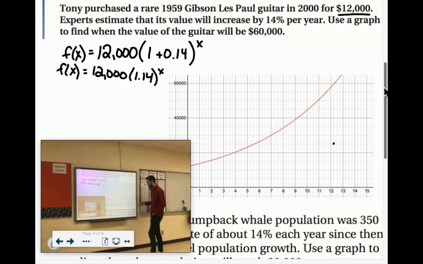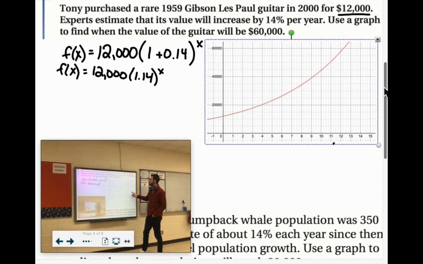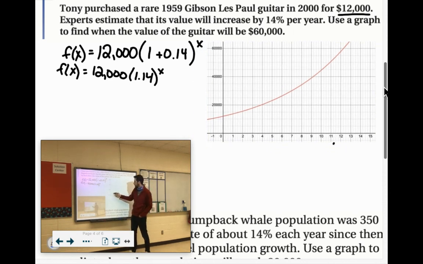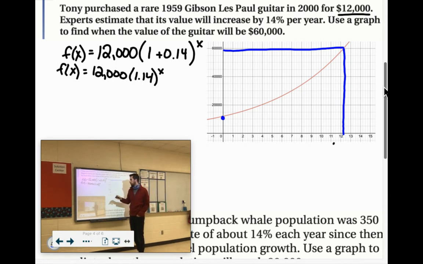Let's see, I'll make it a little smaller. So it's starting at $2,000 here. Oh, 12,000, my bad. I was so confused by my own graph. We want to know when it's going to be 60,000. So if you trace over to 60,000, it's 60,000 right here. Which then if we trace that down, it'll be between 12 and 13. So 12 years after 2000 would be 2012. So we'll say sometime in 2012.